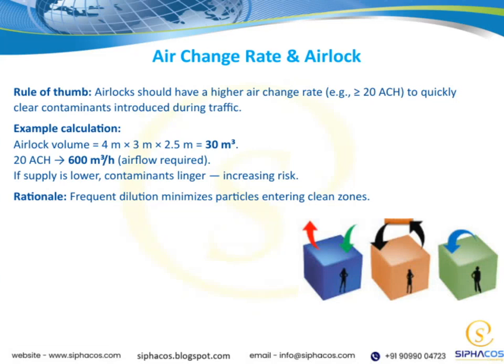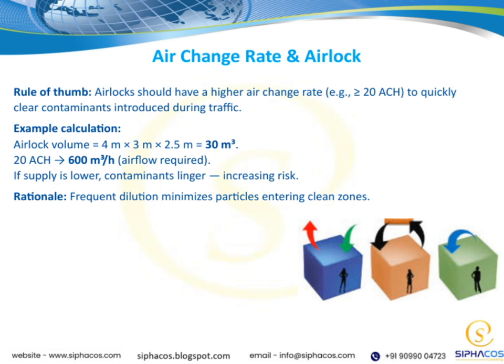Let's talk about the air change rate and airlocks. A good rule of thumb here is that airlocks should have a higher air change rate, typically around 20 ACH or more. This helps to quickly clear out any contaminants that might be introduced during traffic, like when people or materials pass through. For example, if we calculate the volume of an airlock that's 4 meters long, 3 meters wide, and 2.5 meters high, we get 30 cubic meters. To achieve 20 air changes per hour, we need an airflow of about 600 cubic meters per hour.